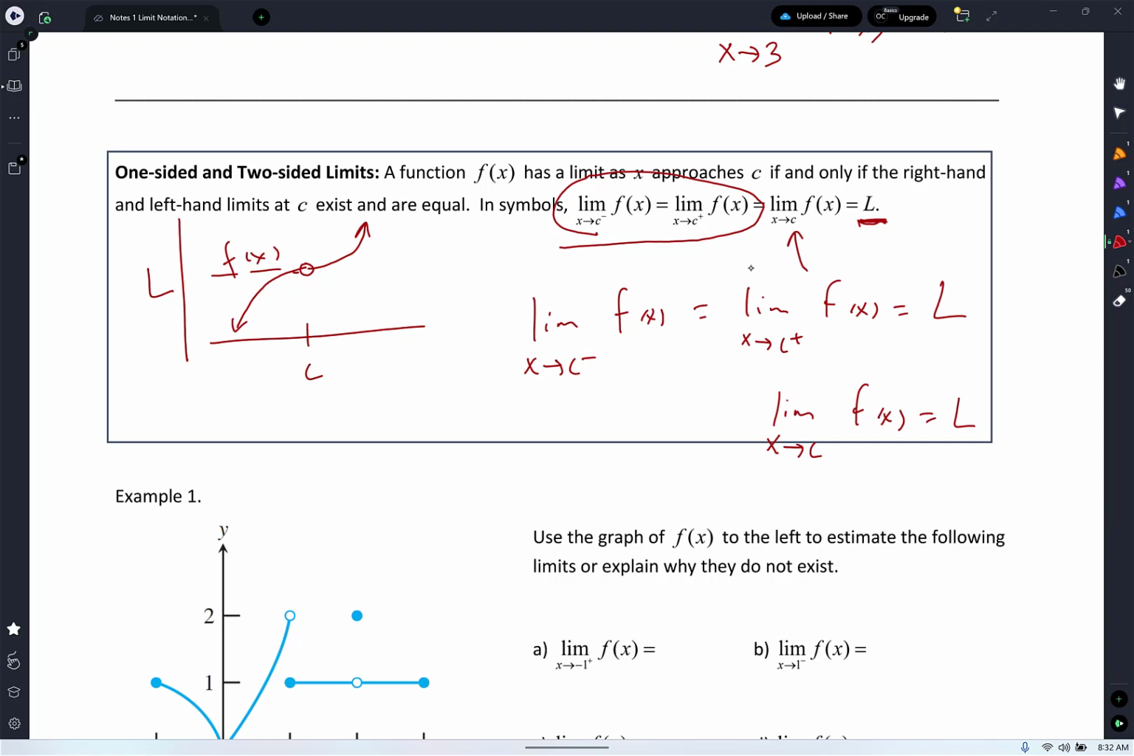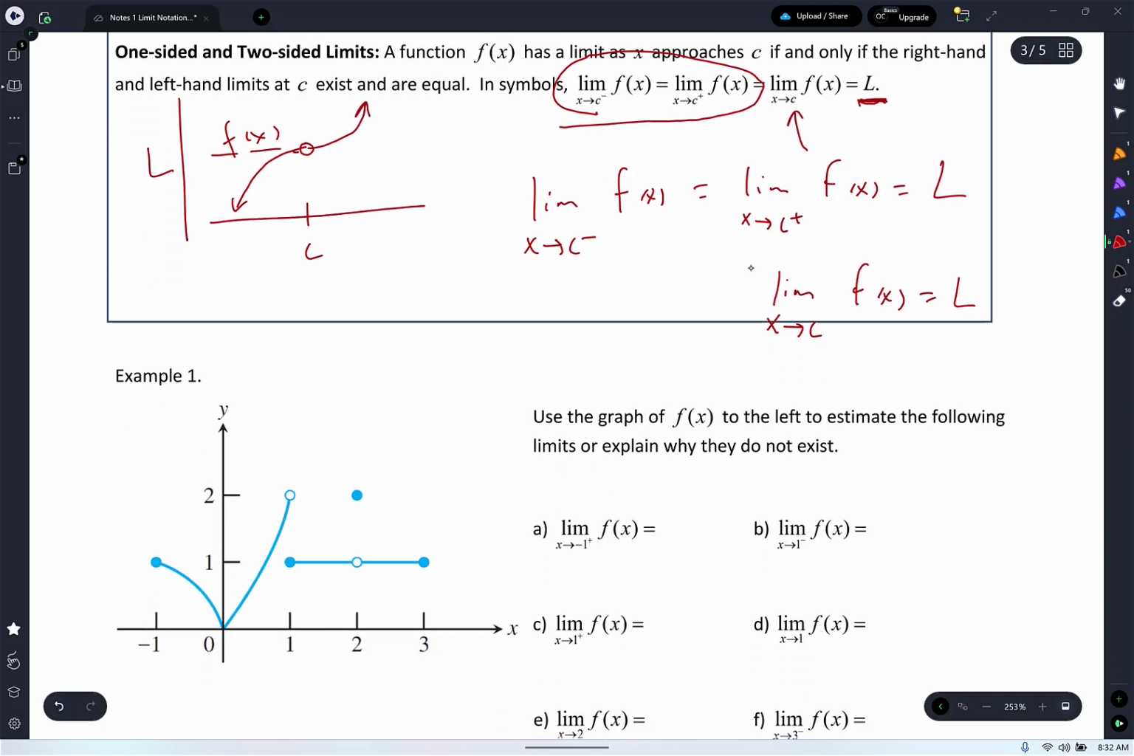If you have an endpoint, you can only approach from one side. So check it out. You see this graph? You have an endpoint at -1, and you have an endpoint at 3. So at -1, so I'm looking at -1, and at 3 you can only approach. So at -1 you can only approach from what side?